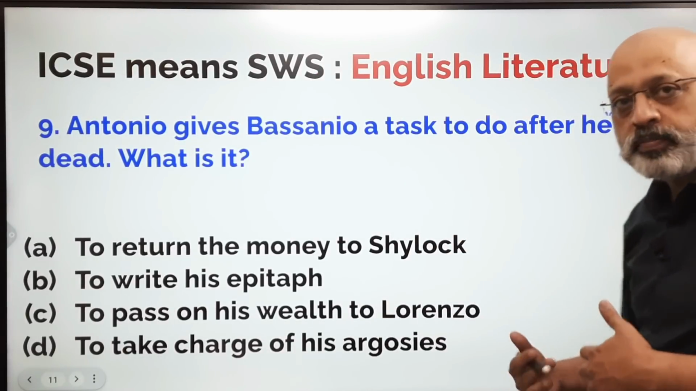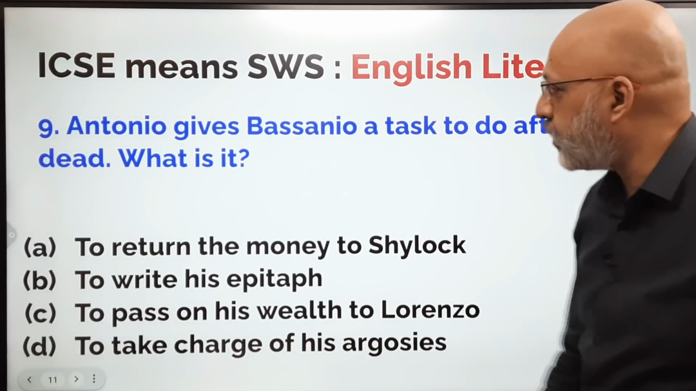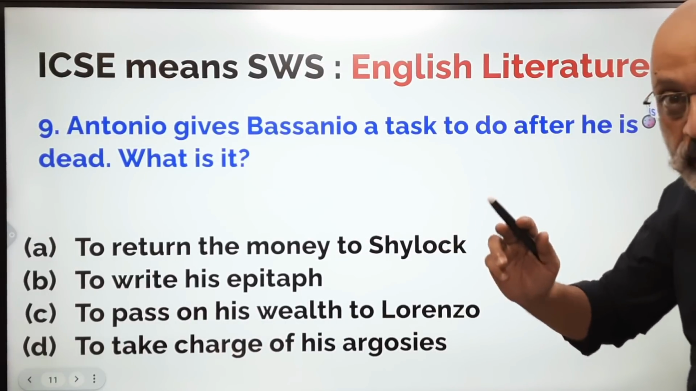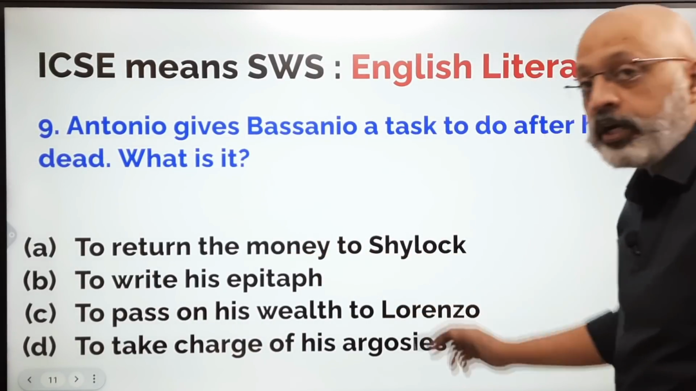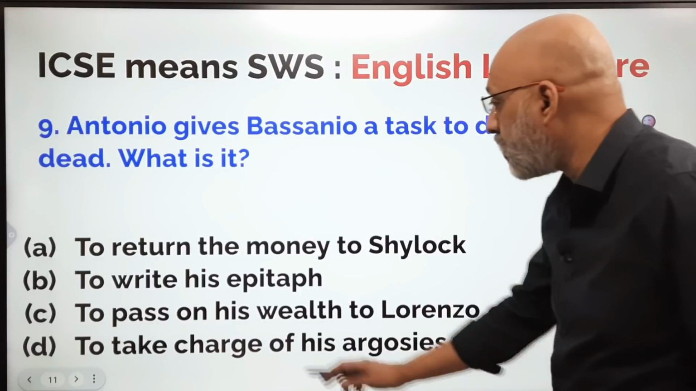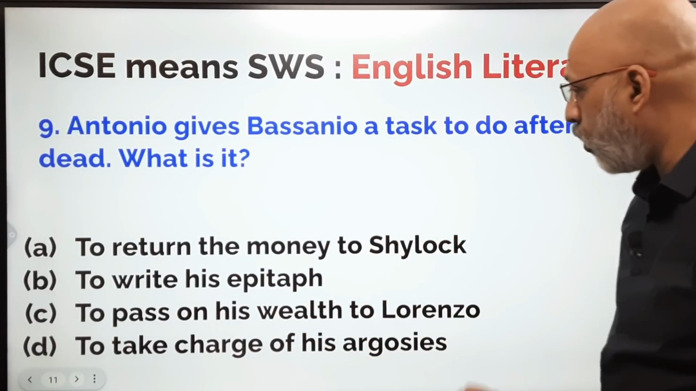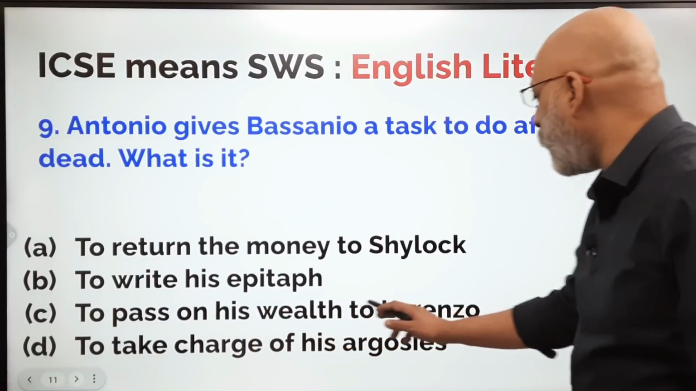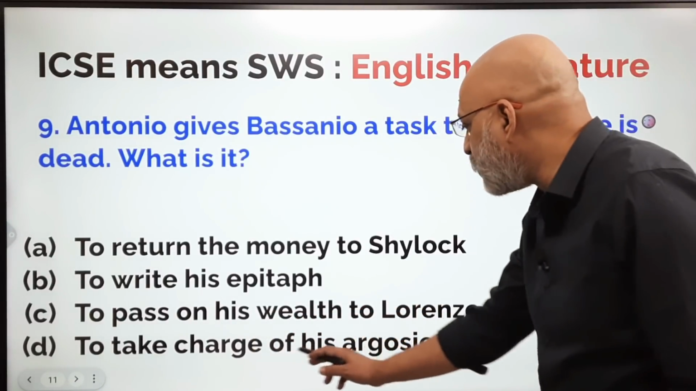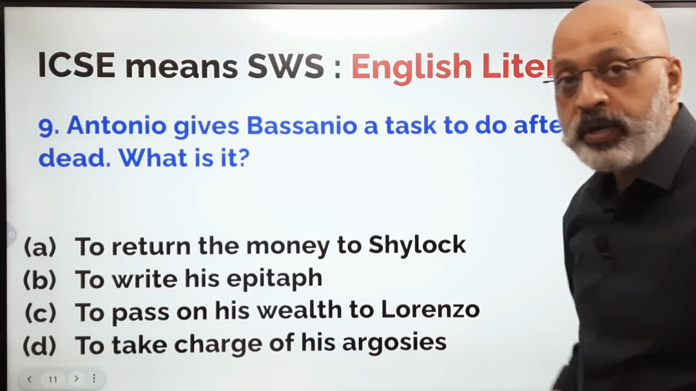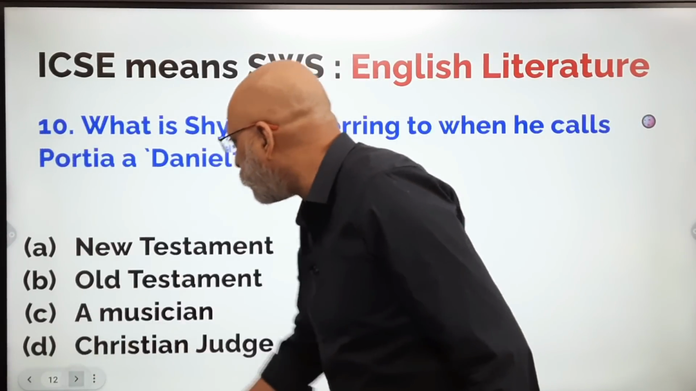Spiritual means something to do with God and devotion and religion. Antonio gives Bassanio a task to do after he is dead. What is it? To return the money to Shylock, that is the 3,000 ducats. To write his epitaph. Epitaph is something which is written on the tomb, on his grave. To pass on his wealth to Lorenzo. To take charge of his argosies. Now, what is the correct option? Option B, to write his epitaph.